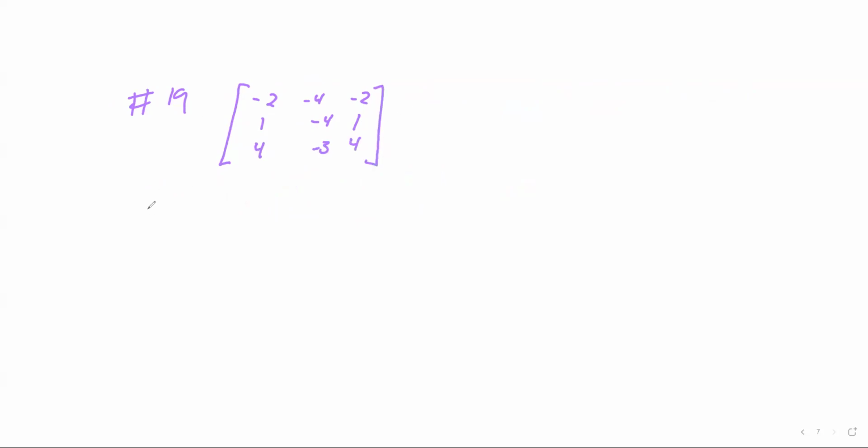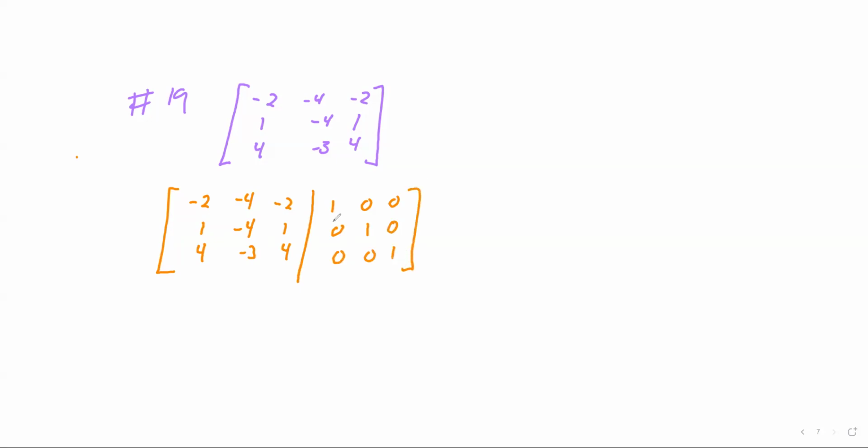All right, so to do this with a 3 by 3, I'm going to use a different color here, orange. All right, so that's going to be -2, 1, 4, -4, -4, -3, -2, 1, 4. Separate it, and then I'm going to do the identity for a 3 by 3 matrix. All right, and my goal is to make this look like the identity matrix. And when I'm done, whatever this is going to be my inverse. So let's get right to it.